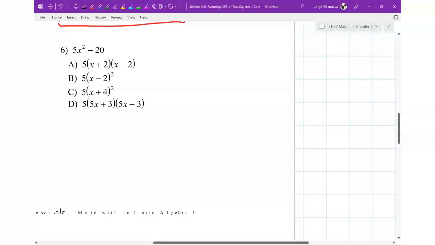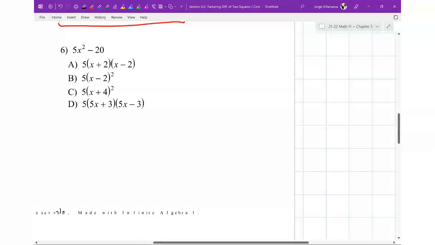I'm supposed to write a parenthesis squared and say what squared is 20. Is that possible? Something squared equals 20? No, right? Because 1 squared is 1, 2 squared is 4, 3 squared is 9, 4 squared is 16, 5 squared is 25. We completely skip 20, right? There is no square that gives me 20. So when that happens, you got to say, okay, either the problem is completely messed up and is not factorable, or I can take something out.